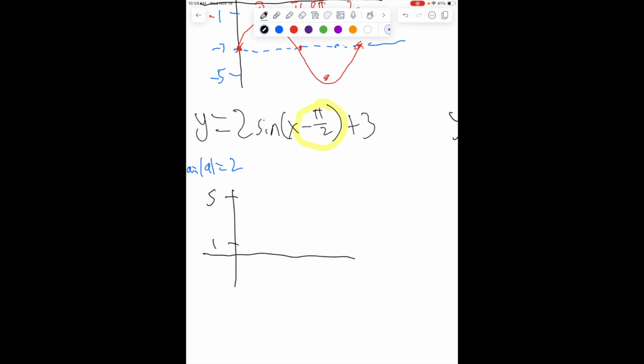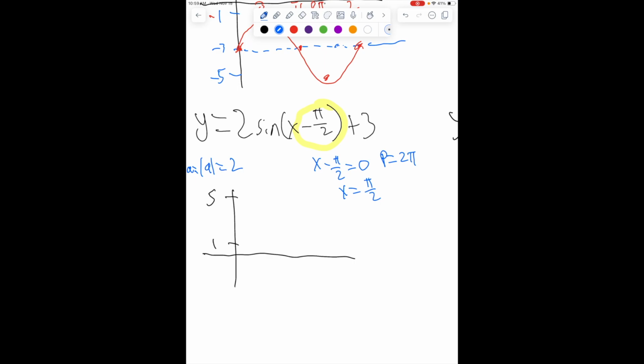Okay. And so now to determine what my x value is, I need to say, all right, I'm going to do x. Let's do blue. x minus pi over 2 equals 0. So that's going to give me x equals positive pi over 2. So I'm going to shift my graph to the right pi over 2 units. Now I do know still, again, my period didn't change. So my period is still 2 pi.